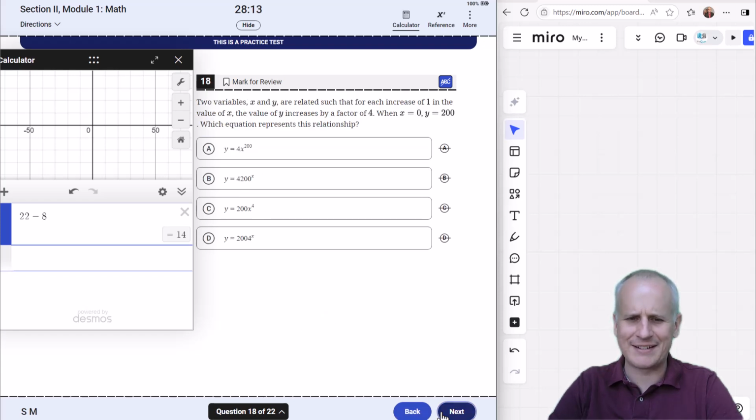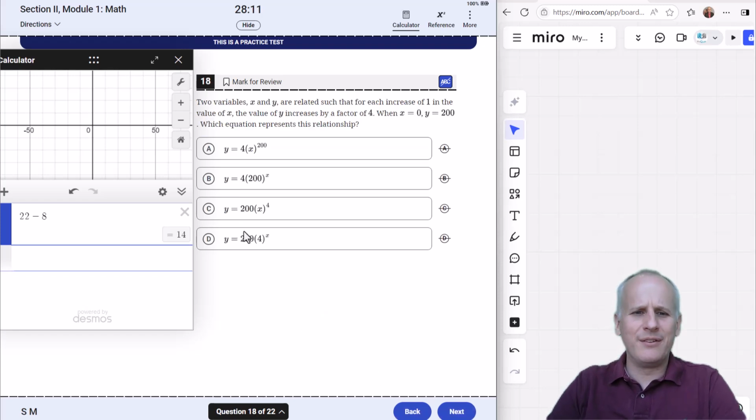Again, just want to make sure I didn't skip anything. Here we're being asked which equation represents this relationship. So we're going to read from the top. Two variables x and y are related such that for each increase of 1 in the value of x, the value of y increases by a factor of 4, and when x is equal to 0, y is equal to 200. Okay, so this question certainly lends itself to a couple of different approaches.